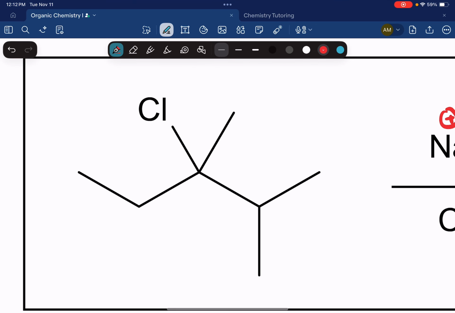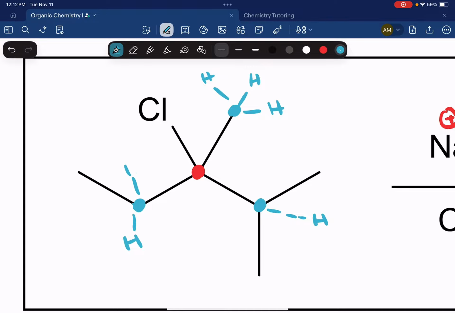Okay, so now let's look at that. So where's our alpha carbon? I'll mark it in red. Here, because it's connected to the leaving group, right? So our beta carbons are just the carbons connected to the alpha carbon. So all these are beta carbons. This one has a hydrogen. This has 3 hydrogens. This one has 2 hydrogens.